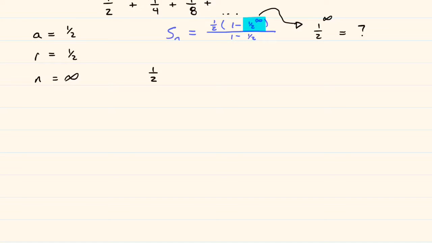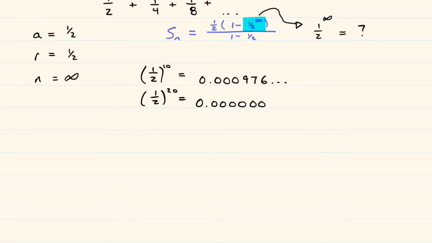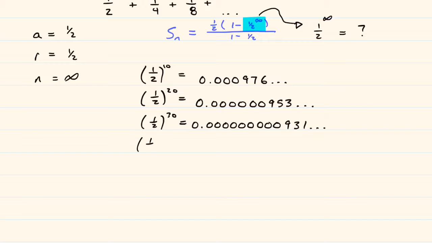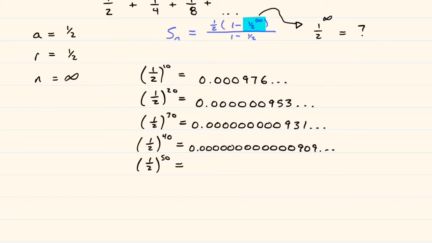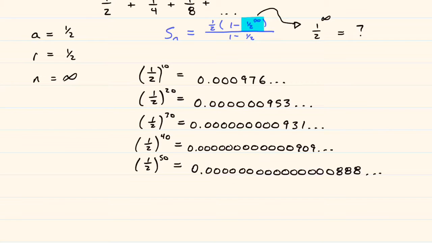I'm going to put a half to a bunch of different powers onto the calculator and write them out and see what we get. So a half to the power of 10 is basically 0 point and then 3 zeros and then a 976. Half to the power of 20, 0 point, 1, 2, 3, 4, 5, 6 zeros and then a 9. Half to the power of 30, now it's 9 zeros and then a 9. Half to the power of 40, it's a whole whack of zeros and then a 9. Half to the power of 50, well, it's even more zeros. Here we go, writing them all out, and then 888.